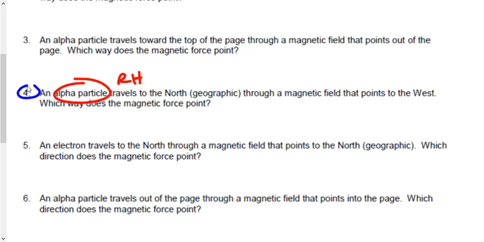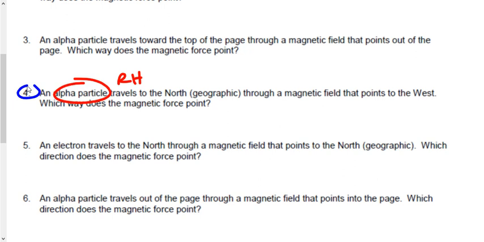Geographic north, which is really magnetic south. It's that way towards what we think of as the North Pole, but it really is the South Pole. There's a magnetic field that's pointing to the west, which is this way. Okay, that's west. Okay, that's geographic north. Okay, geographic east and geographic south.